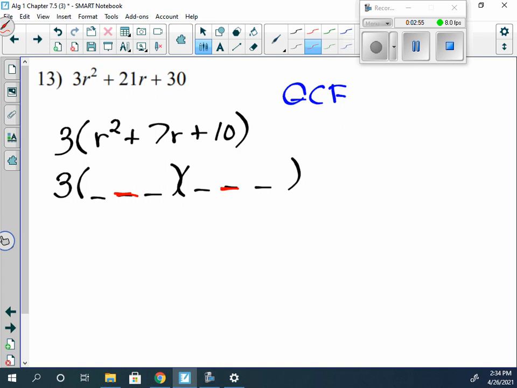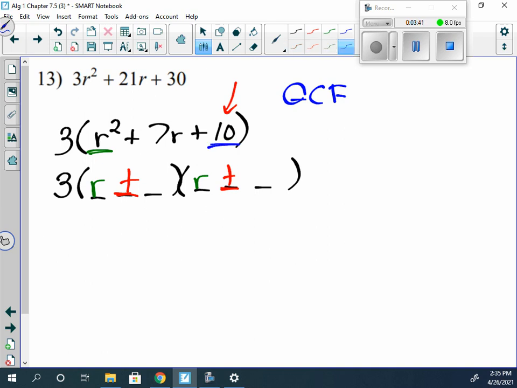And now everything else is going to be the exact same as what we've been doing so far. So we need to find the signs. Plus and plus. Since the constant, or the third term, is positive, the signs are the same and they match the sign of the middle term, which is also positive. So positive and positive. Factors of the first term, r and r. Those are the only factors. So we could have 1 and r squared, but it's actually not going to work for this here. And I can show you why in a minute.